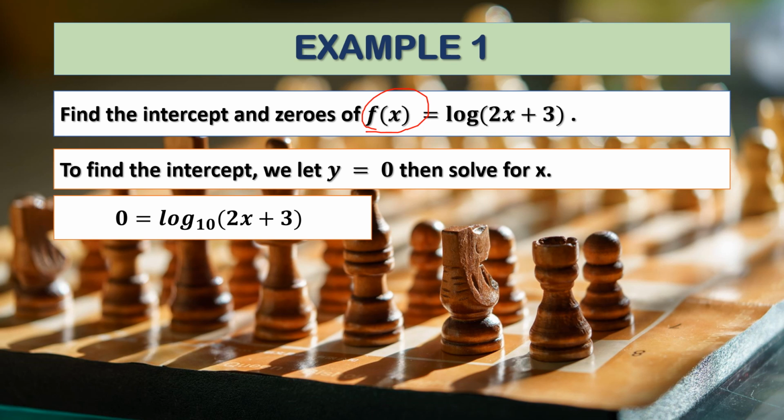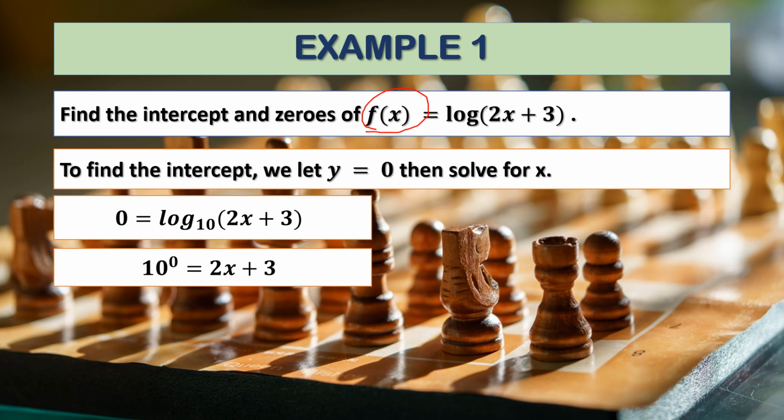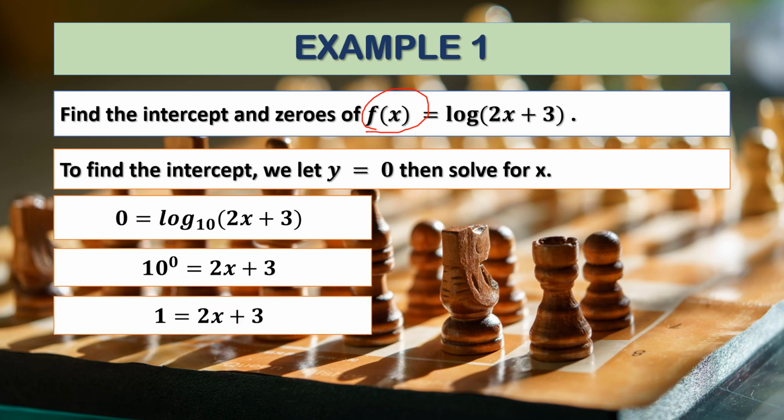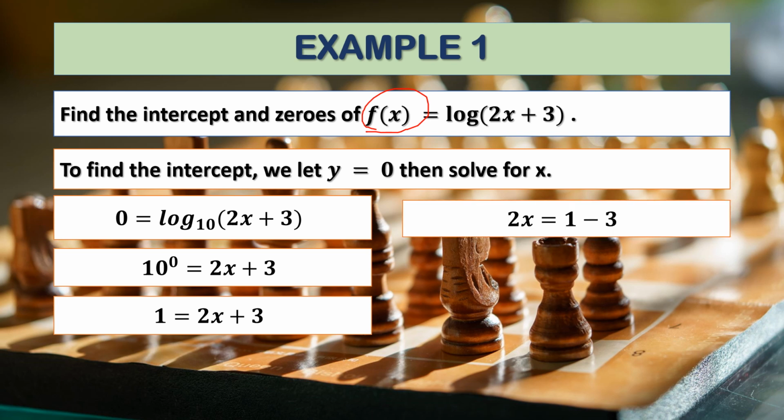So we are going to transform it into exponential form. Since our base is 10, this is the base, and the exponent is 0, so 10 raised to 0 is equal to 2x plus 3. We know that when any number is raised to 0, it is equal to 1. So we have 1 is equal to 2x plus 3. Then simplify further. So we have 2x is equal to 1 minus 3.